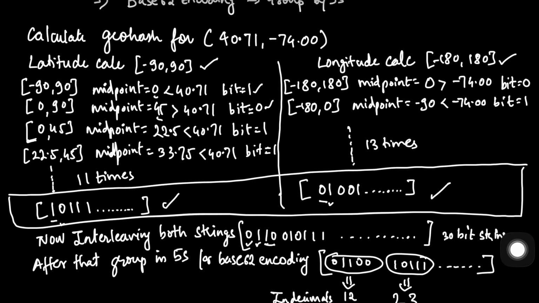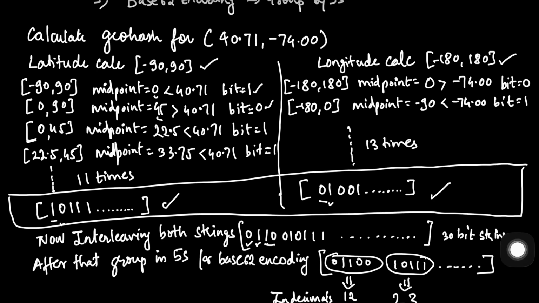Once we have the 30-bit string, we group it in fives, because base 62 encoding uses 5 bits per character. So first of all we group those into groups of 5, and then we convert them into decimals. So this particular 01100 is basically 12 in decimals, and 10111 is 23 in decimals. We convert that into base 62. 12 is basically D in base 62. 23 is represented by R in base 62.